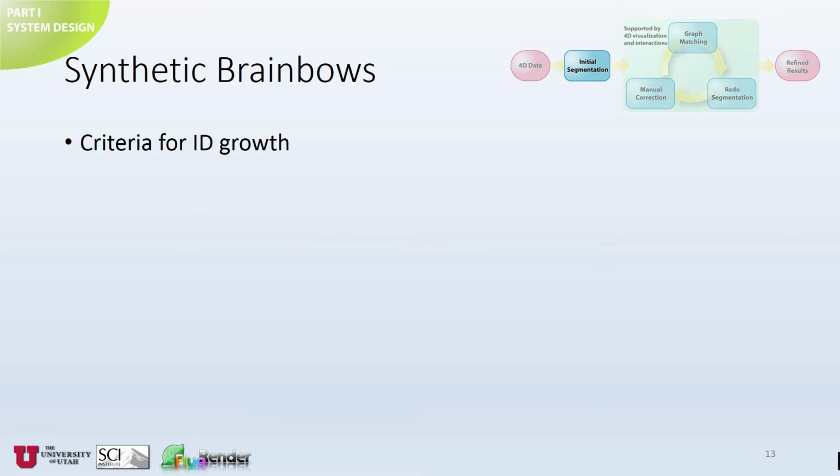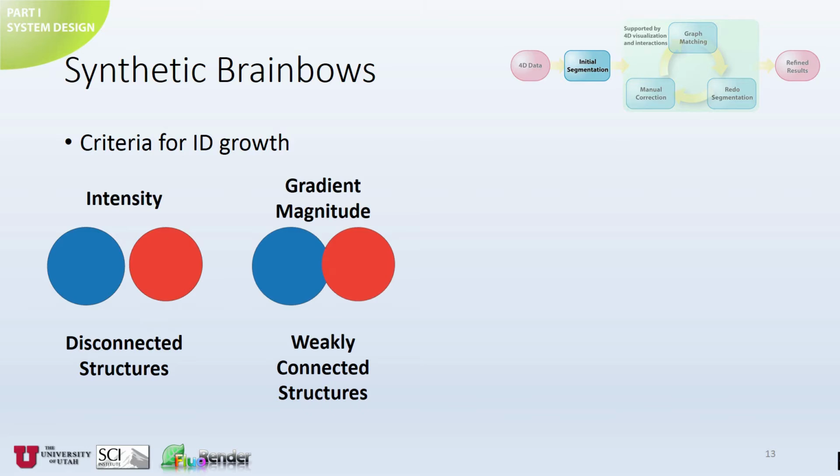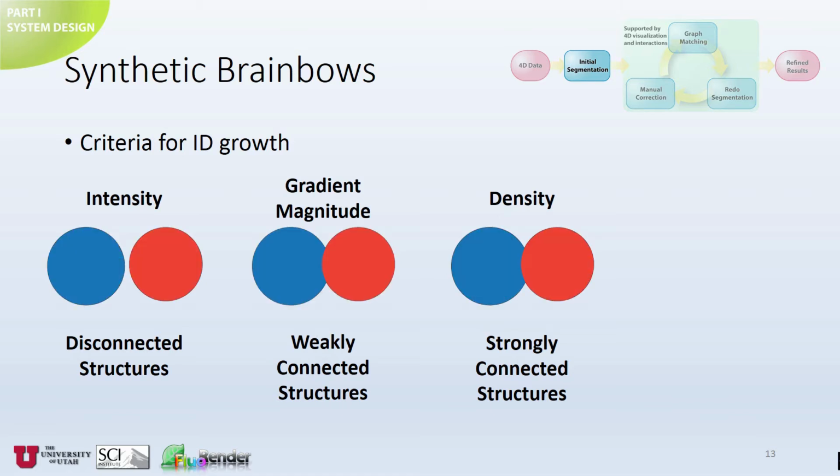Here are several examples of different criteria for ID growth. For disconnected structures, using the intensity value to stop ID growth would be sufficient to separate cells. When two cells are connected but the intensity is high at cell centers, we can use the gradient magnitude to stop ID growth and separate the cells. When cells are fused together and the gradient magnitude can't separate them, we can use a density criterion. This is because the place where they connect has lower density if we use a reasonably sized window.